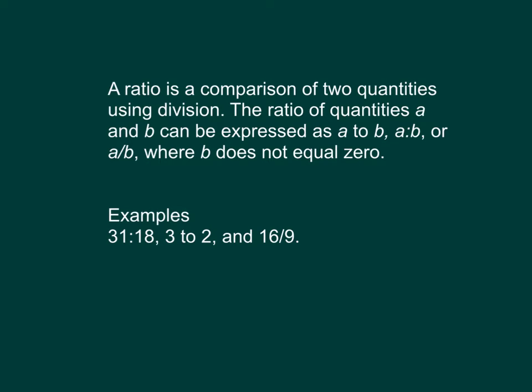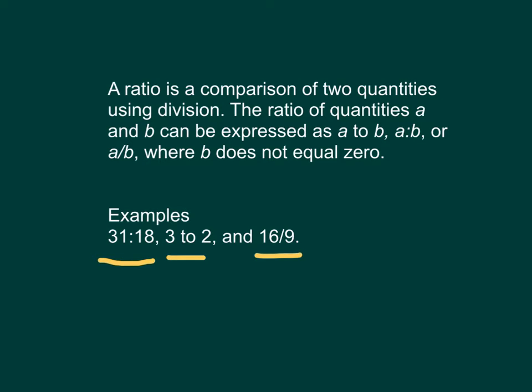This first part should be a review, a little bit of what you remember about ratios and proportions. So hopefully you remember that a ratio is a comparison of two quantities using division. The ratio of quantities A and B can be expressed as A to B, A colon B, which we would still say A to B, or A over B, where B does not equal 0. Some examples: 31 over 18 is one example. Another example is 3 to 2. And the last example is 16 over 9. So those are the three different ways that we could write a ratio.